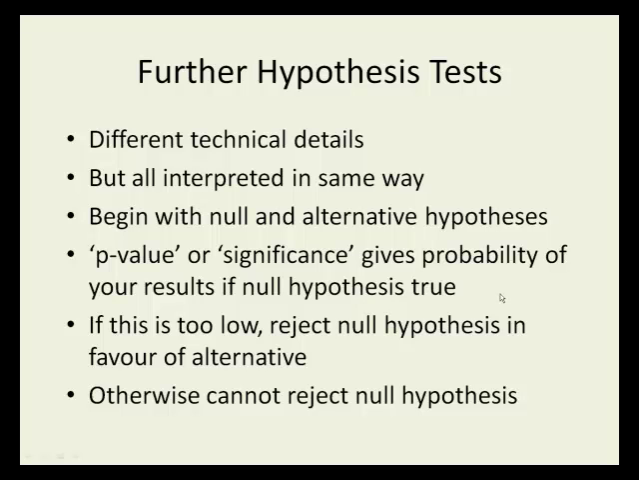Normally you begin with null and alternative hypotheses in the same way, and you get this value at the end, which tells you the probability of your results if the null hypothesis is true. If that's too low, then your null hypothesis is making your observations too unlikely, then you have to reject the null hypothesis in favour of the alternative. If it's not too low, you can't reject the null hypothesis. It's consistent with your results.